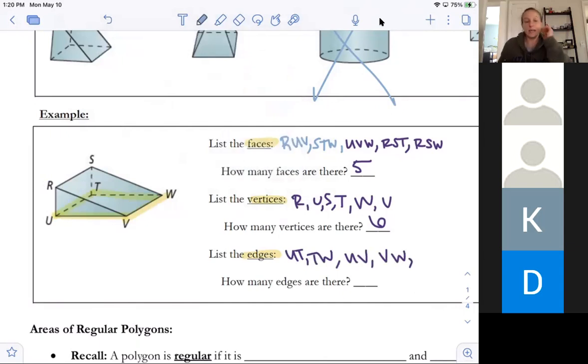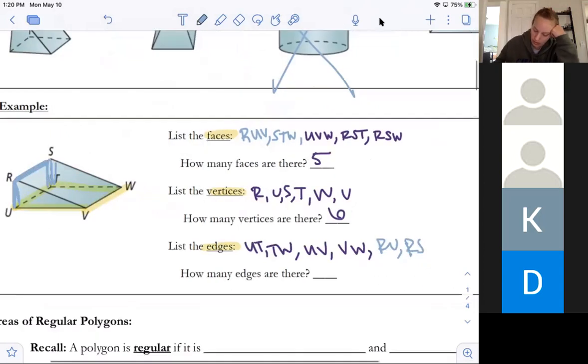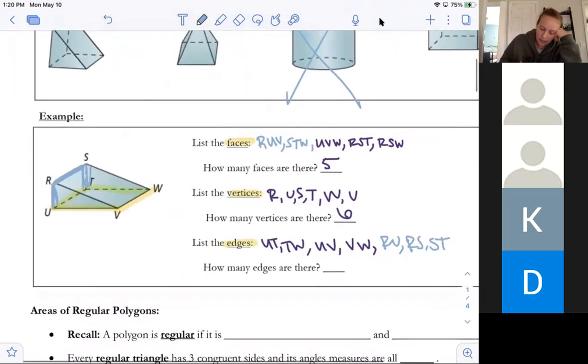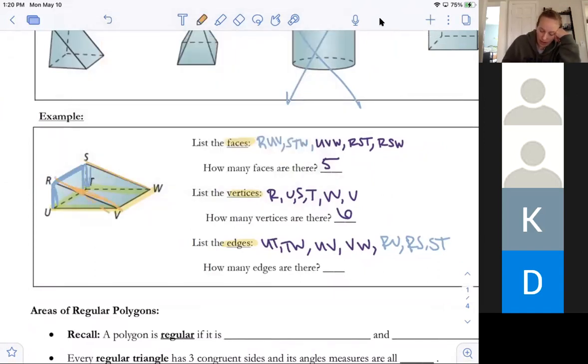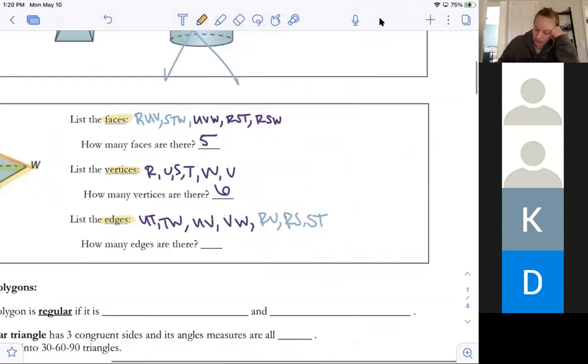Now I still see a handful more. So I'm going to do the rest that are on the back, the tall vertical face. So I've got RU, I've got RS, and I've got ST. And then it looks like I still have 2 more. I still have RV and I still have SW. So I've got to list those 2. RV, SW.